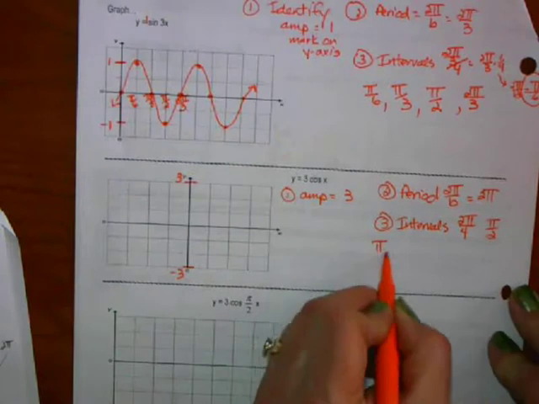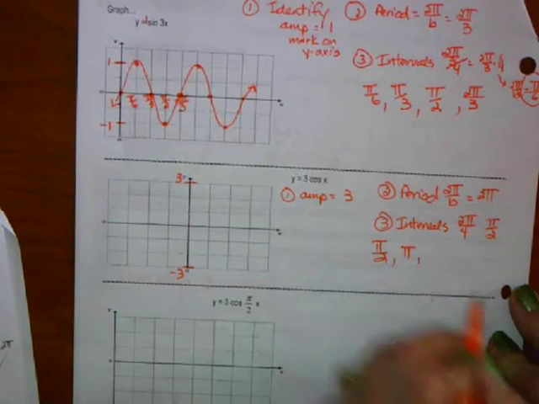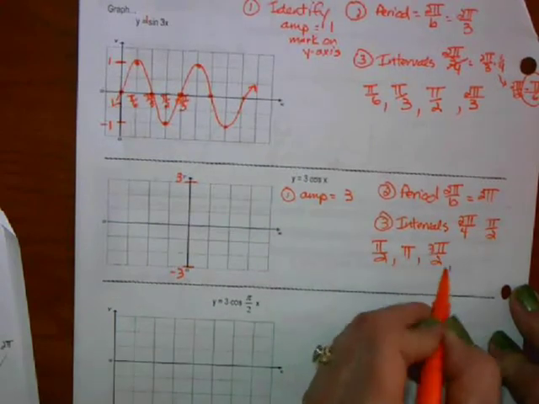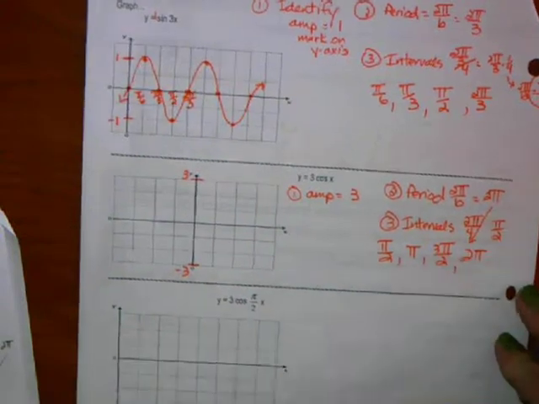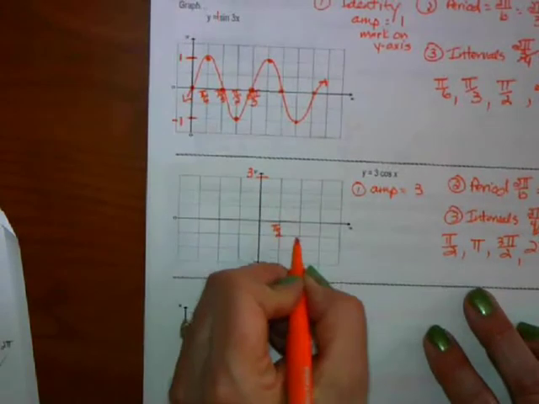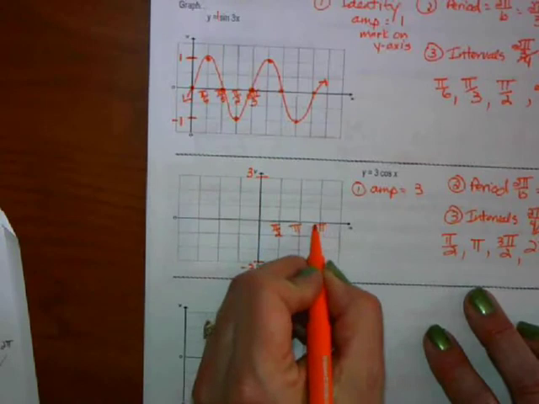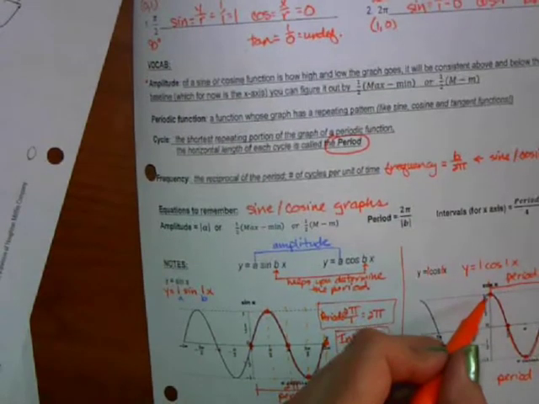So I'm going to start with pi over 2. I'm going to double that, and that becomes pi for my next one. And then 3 of these is 3 pi over 2. And 4 of them, I know I'm going to end in 2 pi. So I'm going to start here and label this part as pi over 2 and pi, 3 pi over 2, and 2 pi.